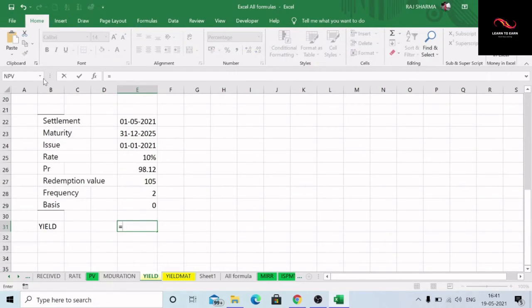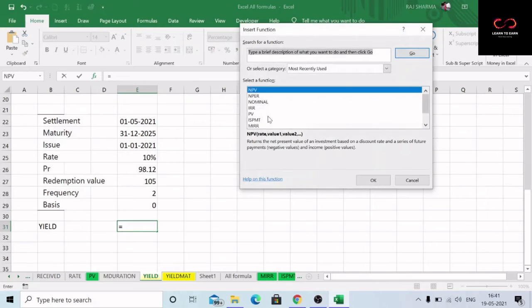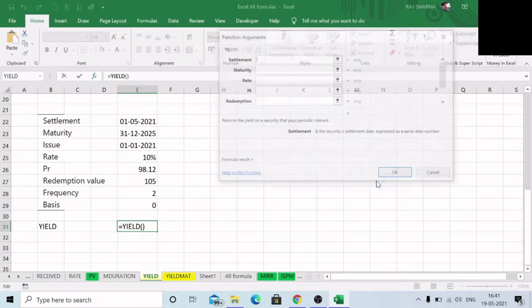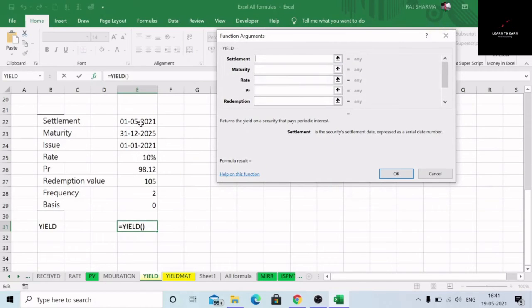So let us try to calculate the yield. So go to function tab, from there choose yield formula and then put the data. So settlement date 1st of May 2021, maturity date 31st December 2025, rate 10%, price is the price of security. So this is the price which the buyer has paid for getting this security.